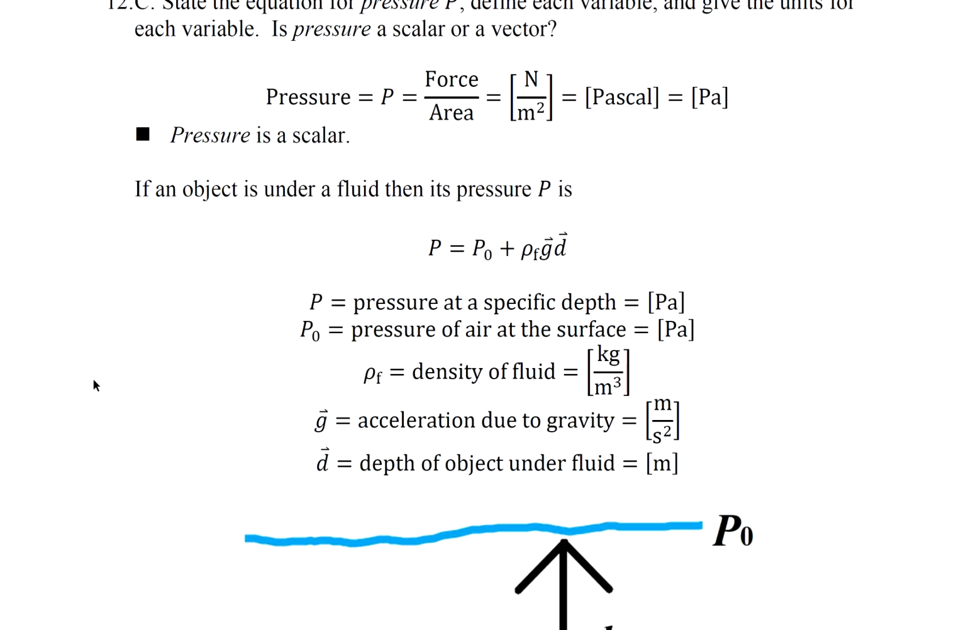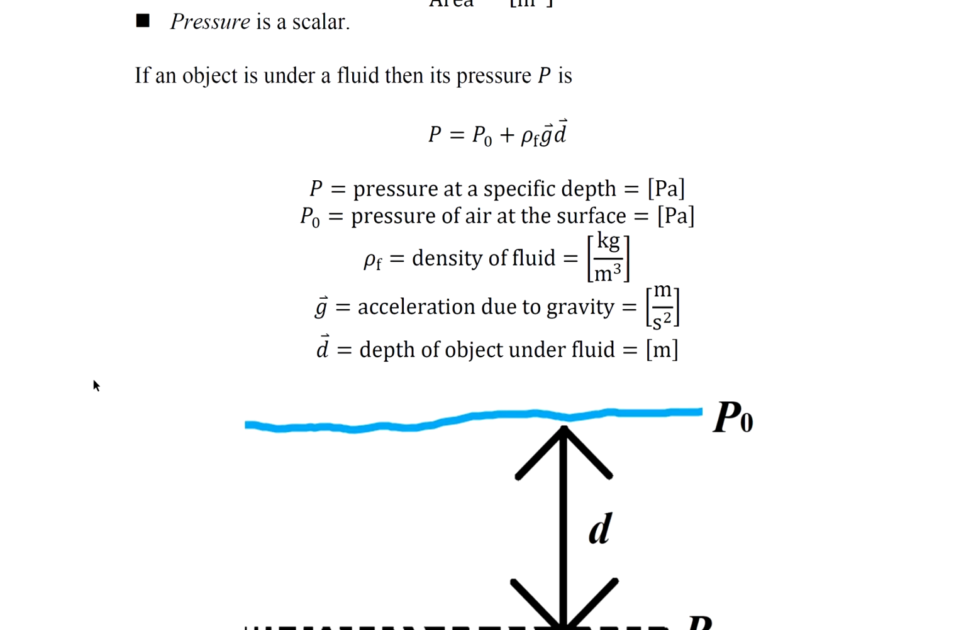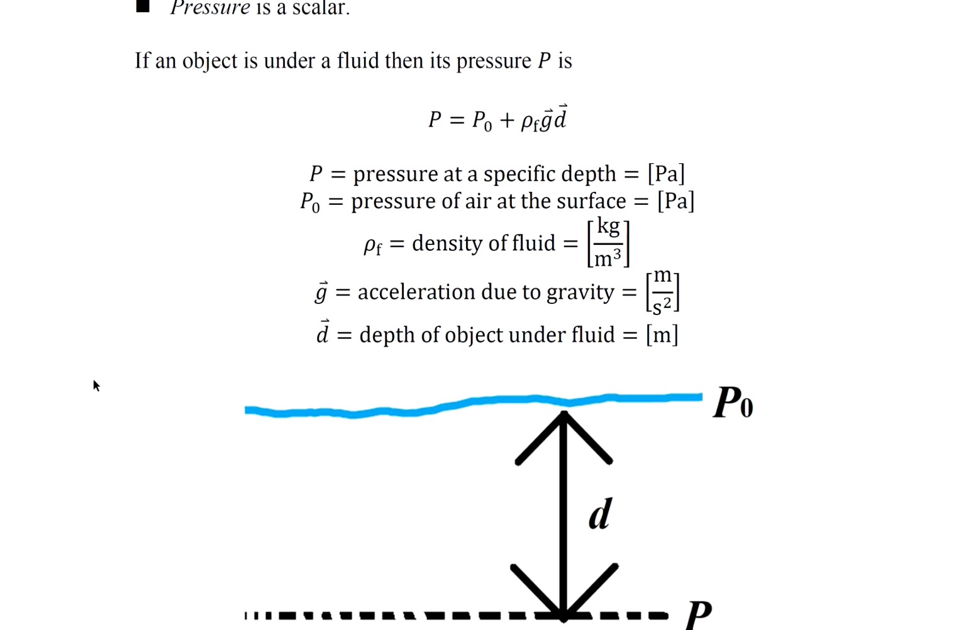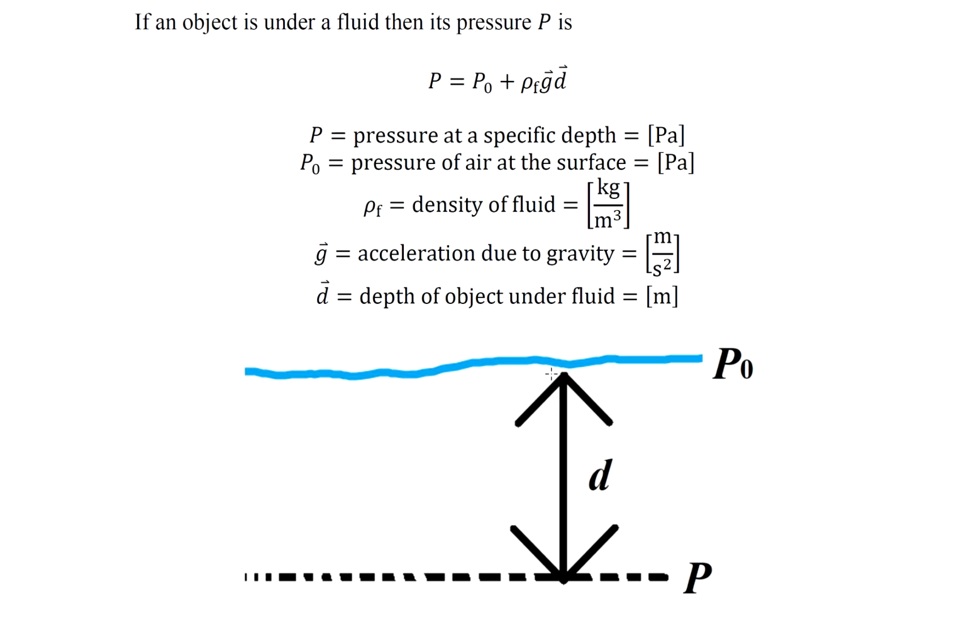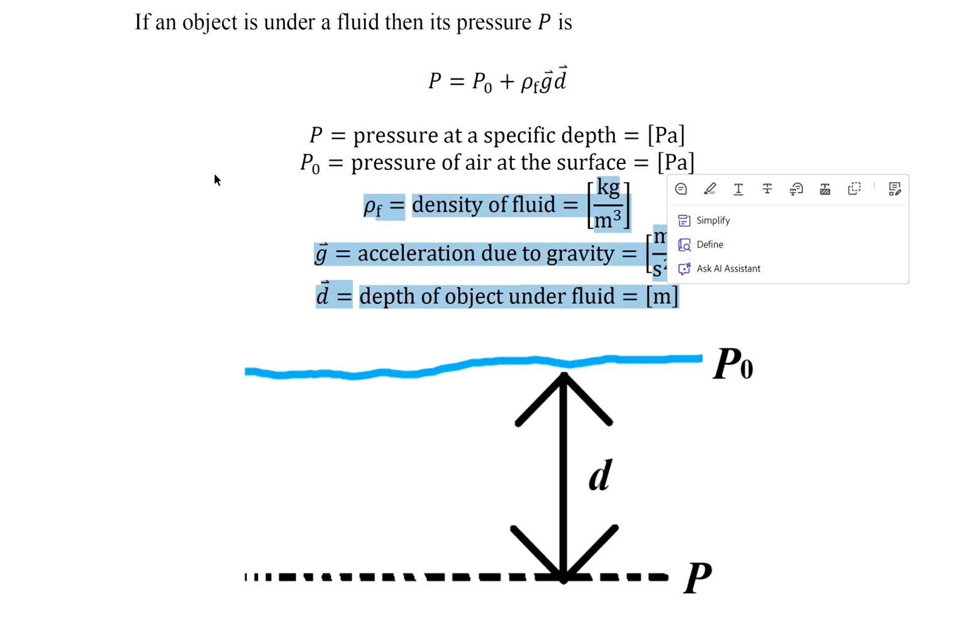So if an object is under a fluid, then its pressure P is P equals P sub 0 plus rho g d. So take a look at this image. If we're under the water or a liquid, then the pressure at point P, a vertical distance below the liquid, is the pressure of the air at the surface. That means at the water level, plus rho g d, where rho is the density of the fluid, g is 9.81, and d is the depth of the object under the fluid.